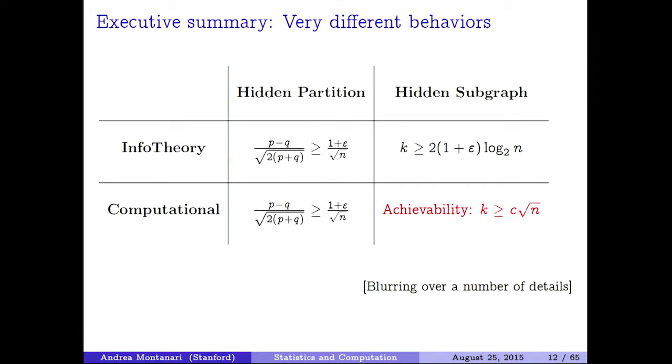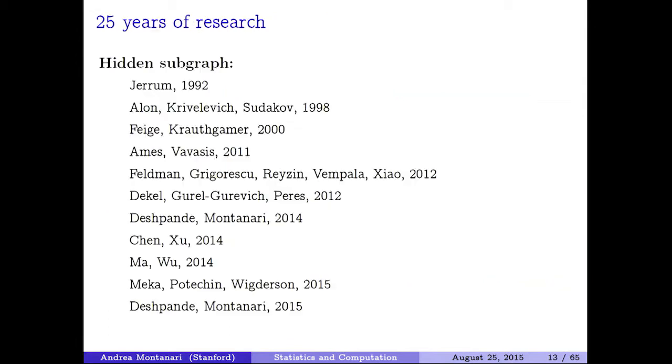And instead, despite 30 years of research in this problem, there is no algorithm that finds it in polynomial time unless the size is bigger than some constant times square root of n. Okay? And this really summarized lots of research.